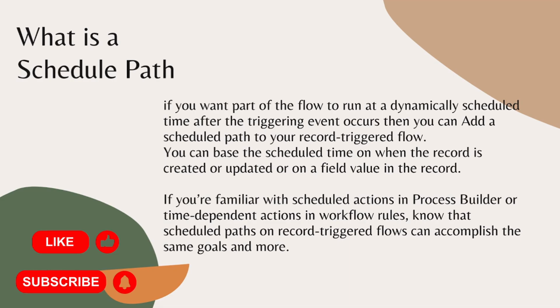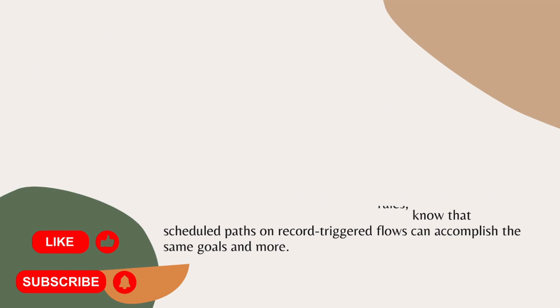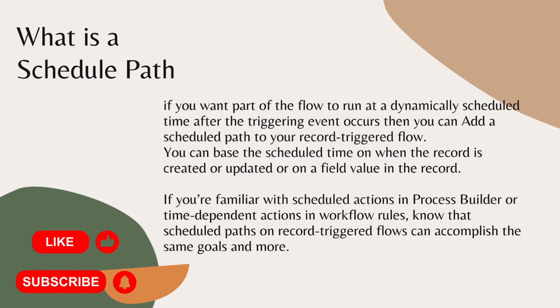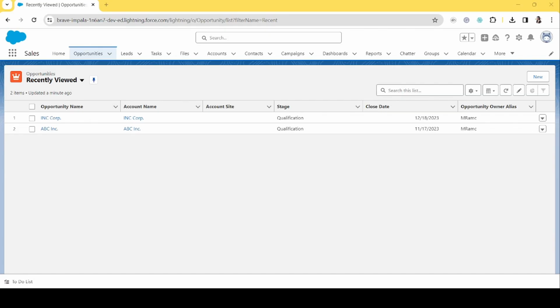You can base the schedule time on either when the record is created or updated or on a field value in the record. If you're familiar with schedule actions in Process Builder or time-dependent actions in workflow rules, then you know that schedule paths on record-triggered flow can accomplish the same goals and even more. We will talk about creating our flow and creating our real-life scenario. Now, without any further ado, let's dive straight into our org.